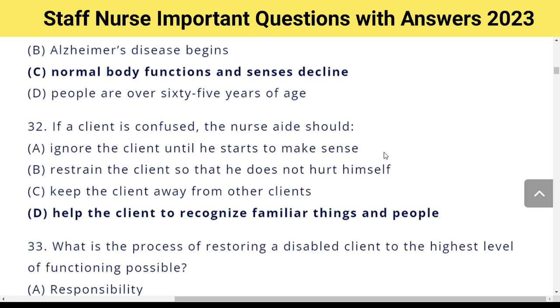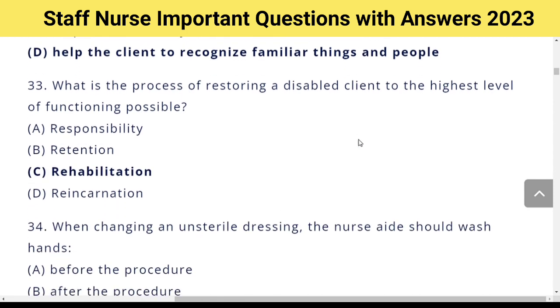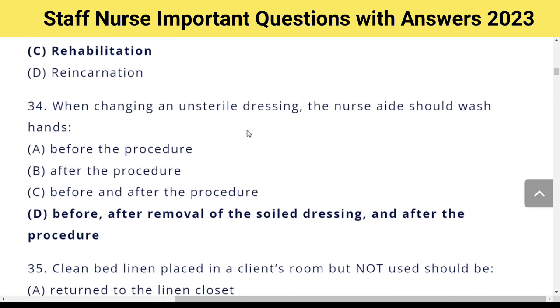Question number 32, if a client is confused, the nurse aide should help the client to recognize familiar things and people. Question number 33, what is the process of restoring a disabled client to the highest level of functioning possible? Option C, rehabilitation. Question number 34, when changing an unsterile dressing, the nurse aide should wash hands option D, before and after removal of the soiled dressing and after the procedure.